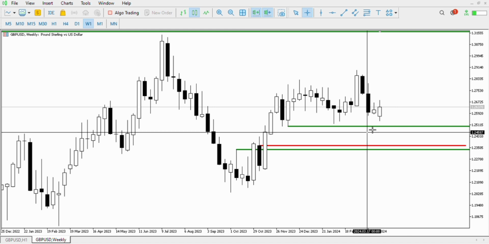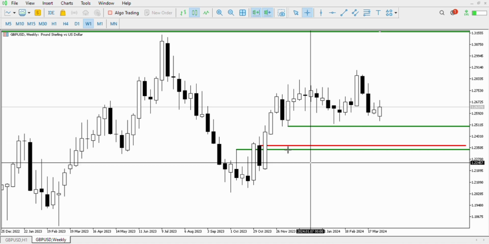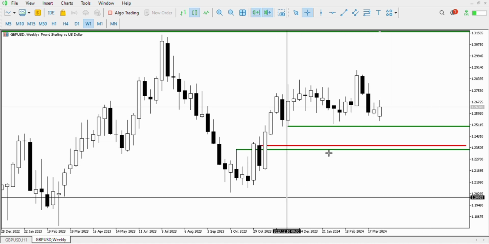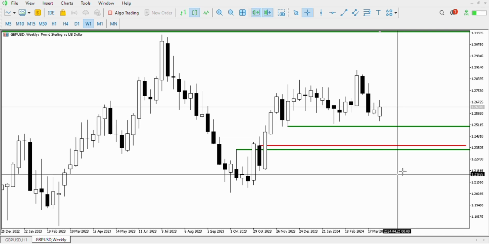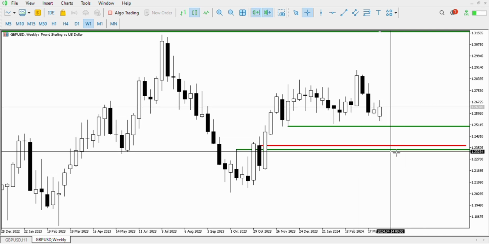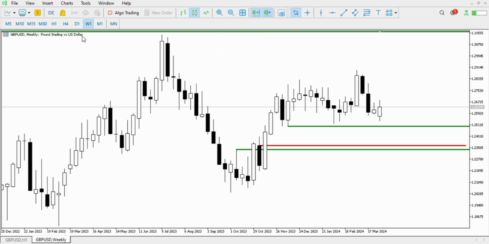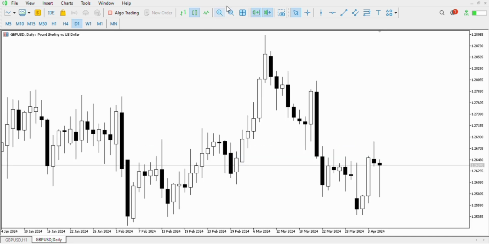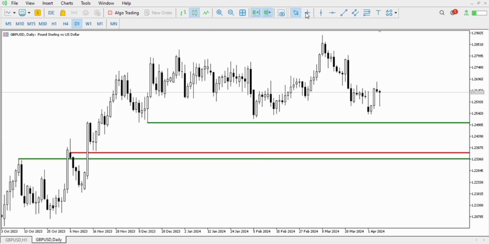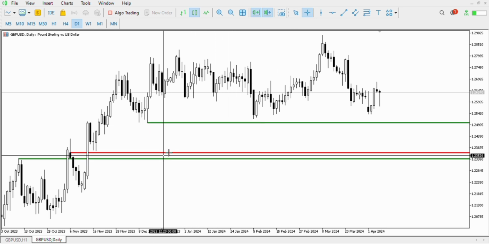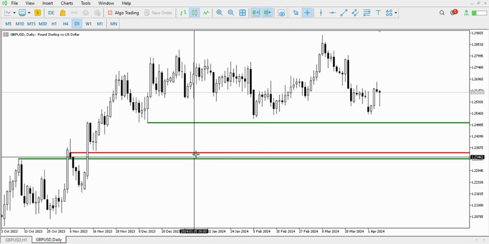We have a monthly value gap right here, then we also have what? A weekly order block. So it means this is a good area to attract price to, an area that price might be interested to head towards, right? Now let's move all the way down to the daily time frame. Now looking at the daily time frame, this is the monthly value gap, this is the weekly order block.